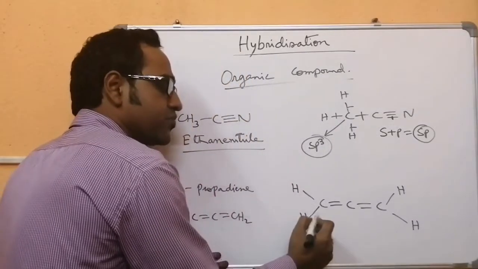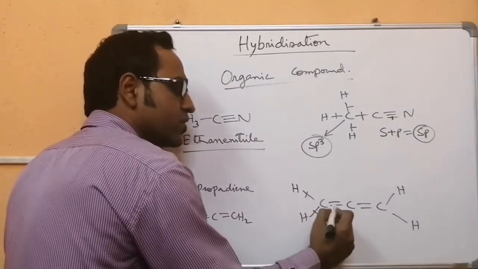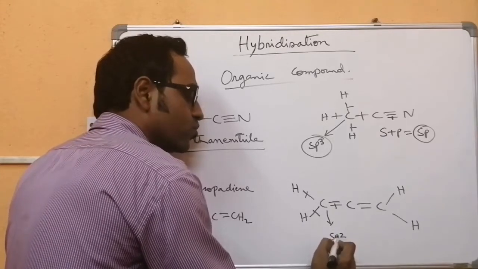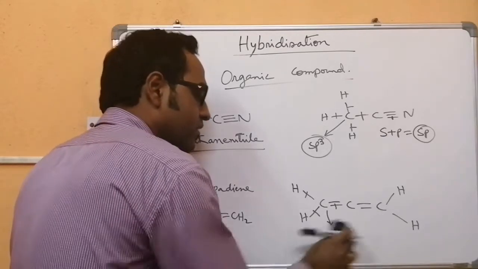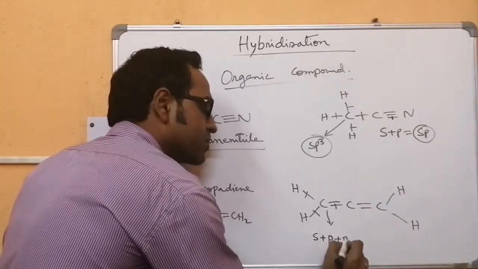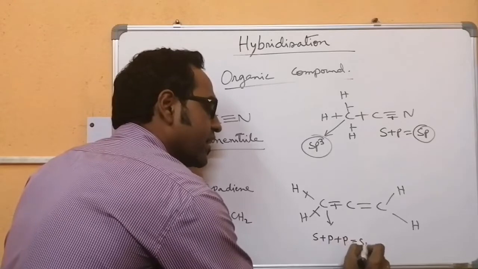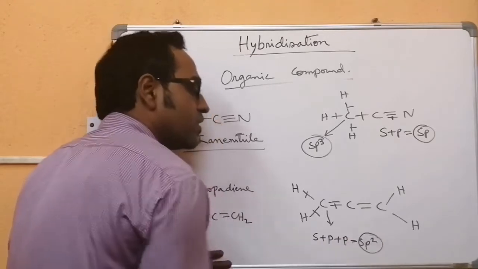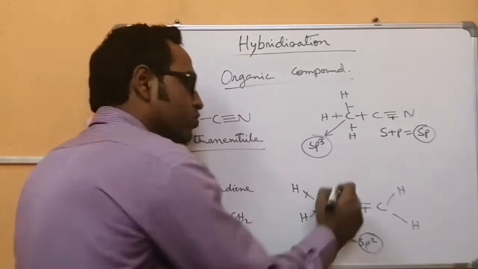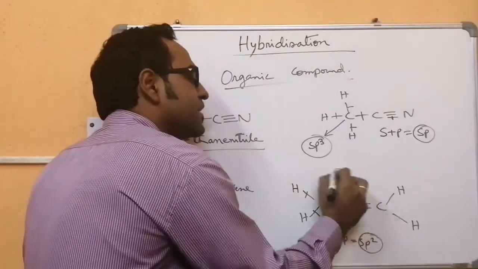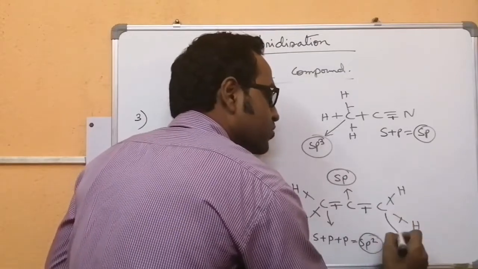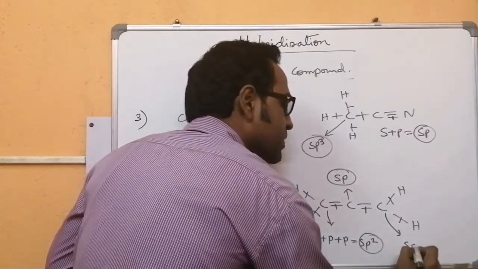Now this carbon is forming 1 sigma bond, 2 sigma bond, 3 sigma bond. So the hybridization is sp2, because we need 3 orbitals, 1 s plus 2 p. 3 orbitals, it will give sp2. This carbon, it is forming 1 sigma, 2 sigma. So the hybridization is sp. This carbon 1 sigma, 2 sigma, 3 sigma. So again the hybridization is sp2.